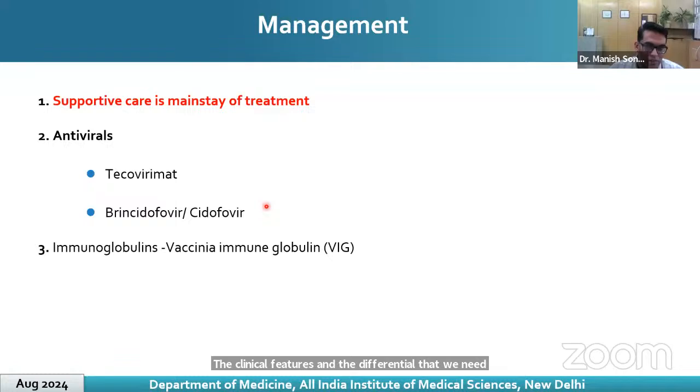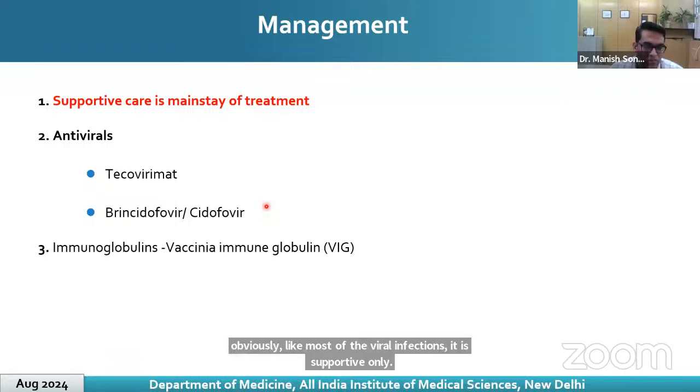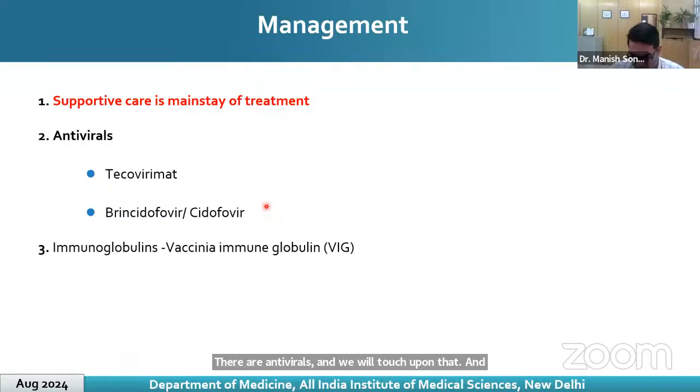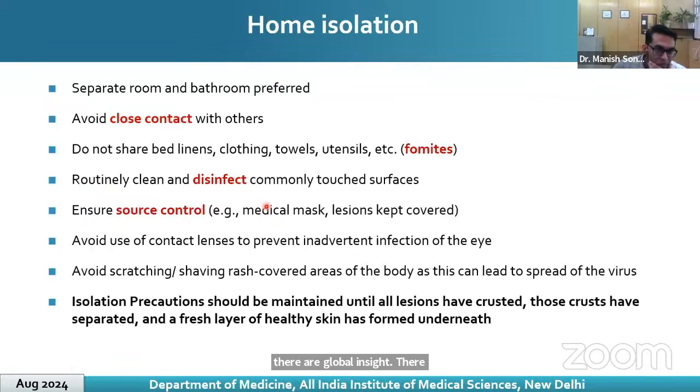So that was in brief about the clinical features and the differentials that we need to work upon for our setting. Now, management, like most viral infections, is supportive only. There are antivirals, and we will touch upon that, and there are immunoglobulins as there were in COVID times. Majority of the patients would be suitable for home isolation, and we need to give precautions directed towards contact and droplet precautions to prevent transmission.